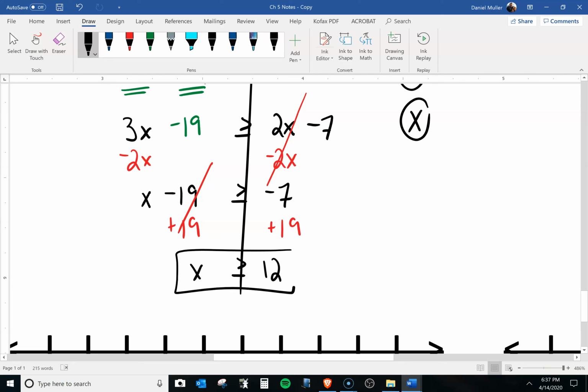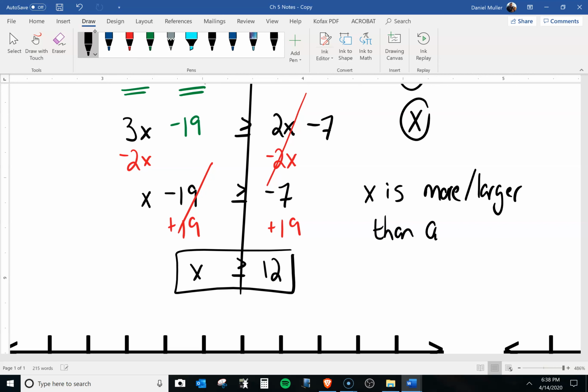And there's my answer. Now this says x is on the bigger opening side. So I'm going to write x is more or larger than, there is an equal to, or equal to 12.